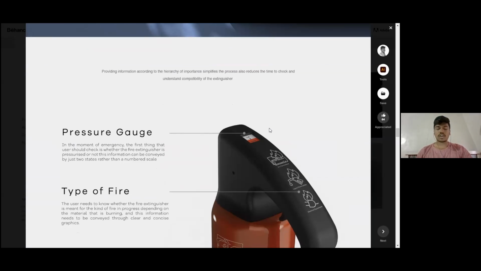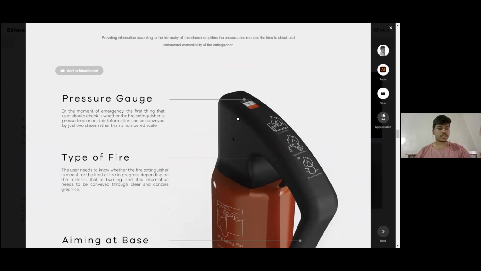So along with the form of the fire extinguisher, the other problem was the hierarchy of the information that has to be shown to the user, because most fire extinguishers have one label on it, and it's very difficult to understand what's there on the label. So first of all, the pressure gauge, it's very difficult to understand.